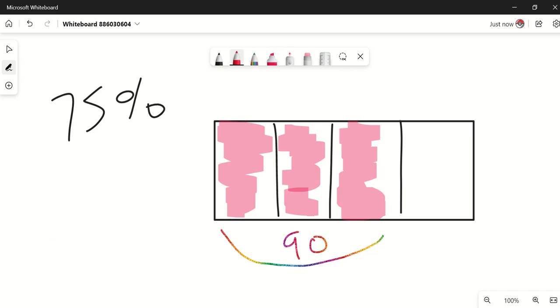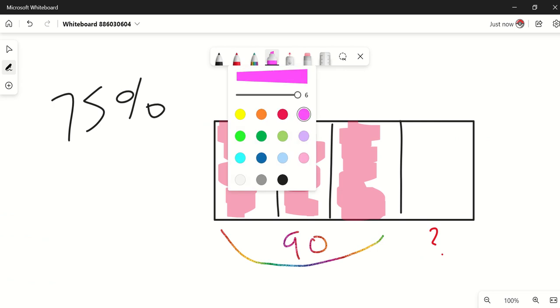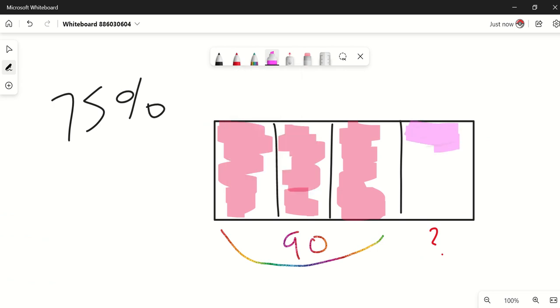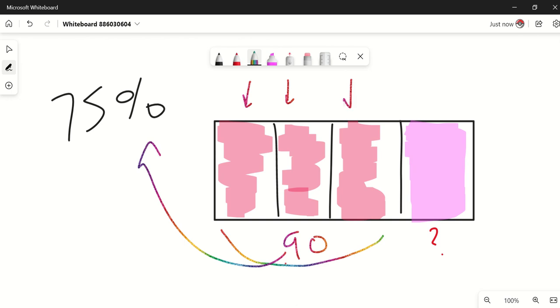The other part that we don't know is all the other kind of music. How many songs are not country? How many songs are this pink part of his music library? We know that 90 is 75% of his music library. We know that 75 is 3/4. We should know this. 75 cents is 3/4.